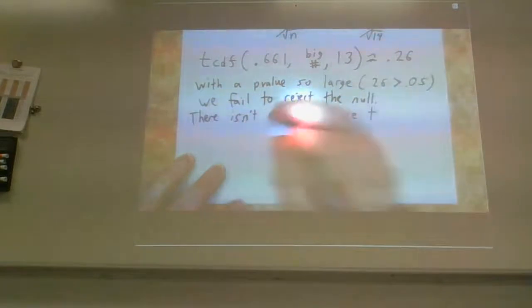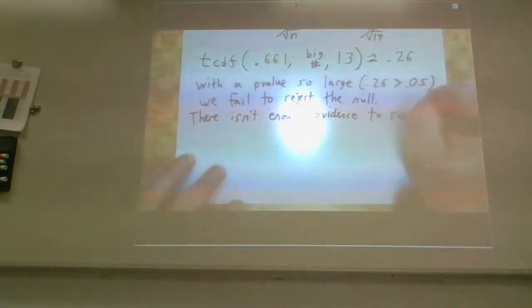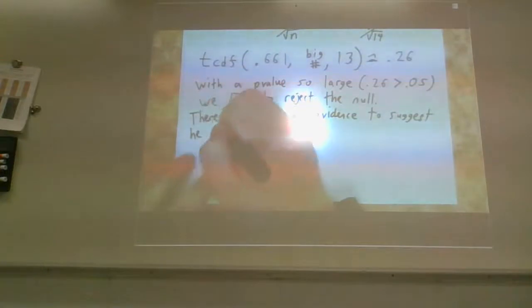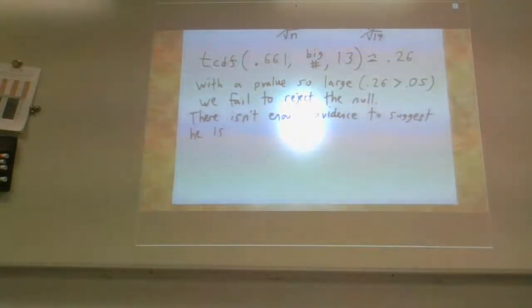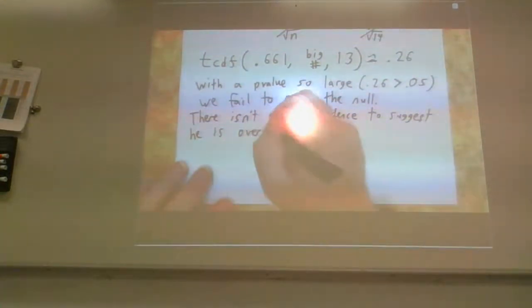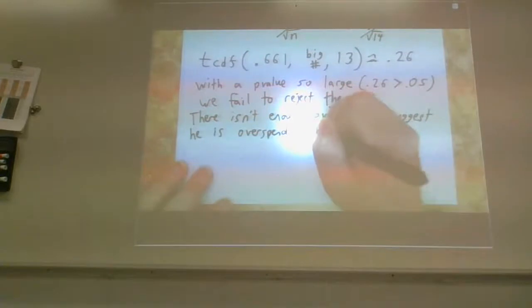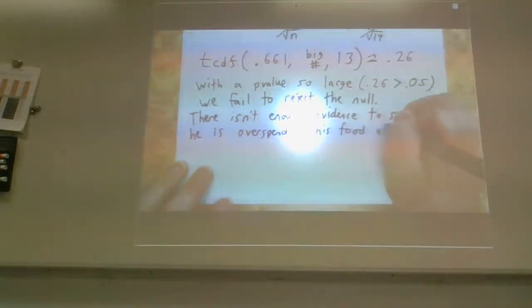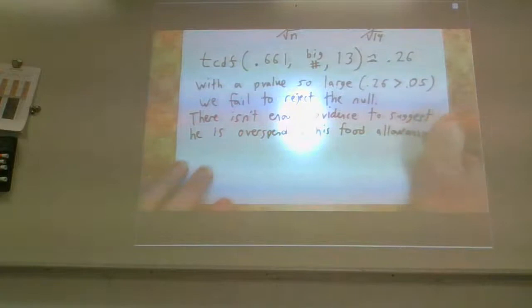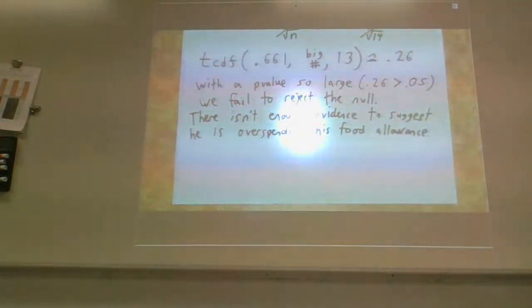There is not enough evidence to suggest he is, and I want to get the right wording here based on the question, is there strong evidence that he will overspend his food allowance? There is not enough evidence to suggest he is overspending his food allowance. Always, always, always put your conclusion in the context of the problem. I wanted to word it exactly like they worded it in the actual prompt, in the actual question.